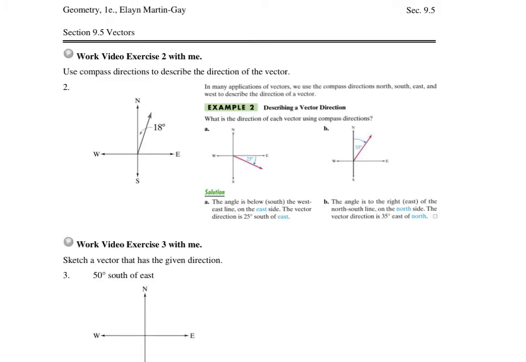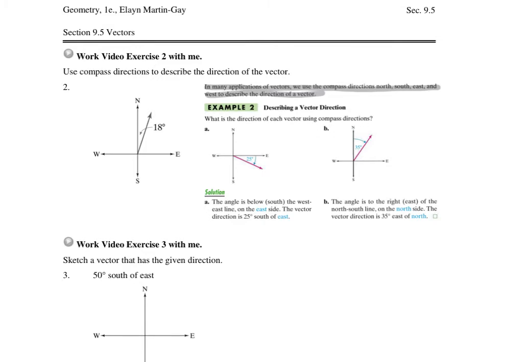All right, so moving on to describing a vector's direction. So in many applications of vectors, now this is in your book, not in your notes, but I went ahead and made a copy of it here for you so you can take some notes. In many applications of vectors, we use compass directions: north, south, east, west. So hopefully you know your compass, north, south, west, east. Never Eat Soggy Waffles is how I remember it. And we are then being asked, what is the direction of each vector using compass directions?